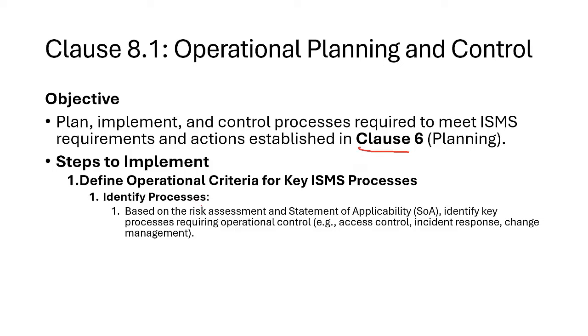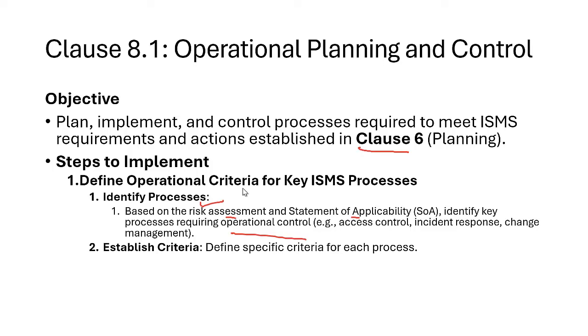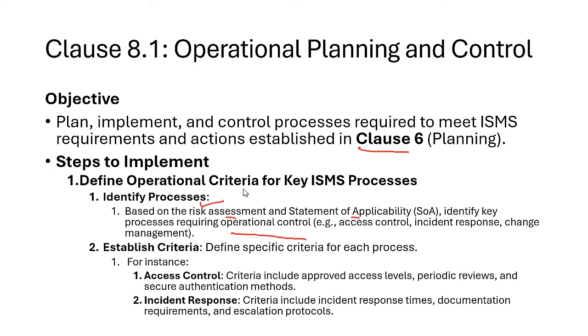The first step is to identify processes. Based on the risk assessment and SOA, we identify key processes which require operational controls, like access control, incident response, and change management. These are just examples. Second is to establish the criteria: define specific criteria for each process.